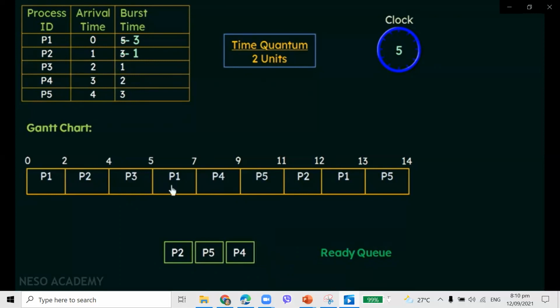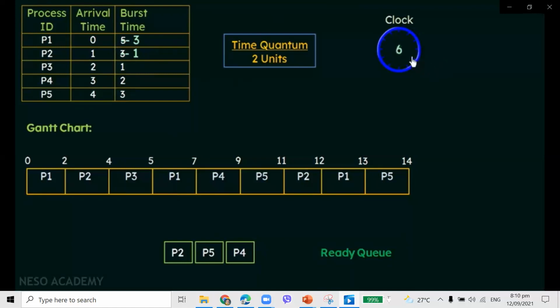So P1 is now getting the CPU and it's continuing its execution. So how long does it have to continue? It can continue for only 2 units, but also remember that it has a remaining of 3 units of time. So P1 continues its execution, and let's see what happens in the next unit of time.